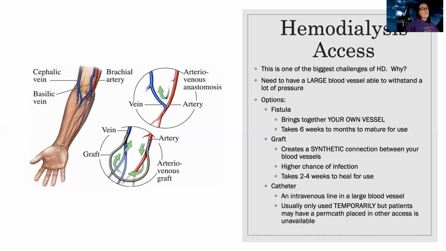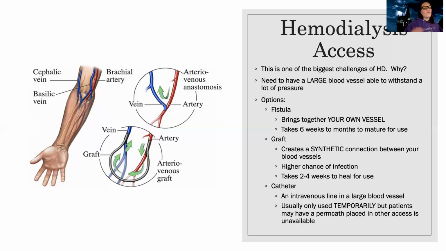There's also what's called a graft. So some patients may not have the vasculature that they need. What we can do, instead of fusing together their artery and their vein to create that high pressure vessel, is use a synthetic tubing in between an artery and a vein in your arm. That's going to create that high pressure system we're looking for, without putting your blood vessels together, because sometimes they can't get the blood vessels to fuse together. So while that may seem like a great fix, you're putting something in you that's not you. That plastic device is going to create a higher chance of infection. It only takes about 2 to 4 weeks to heal, but again, there's that higher risk of infection.